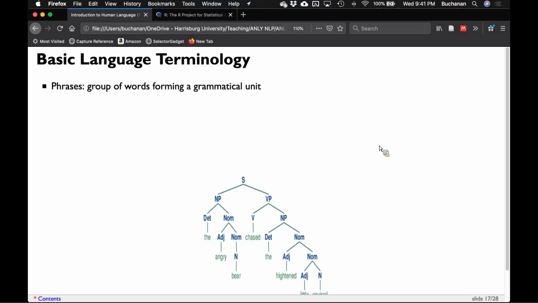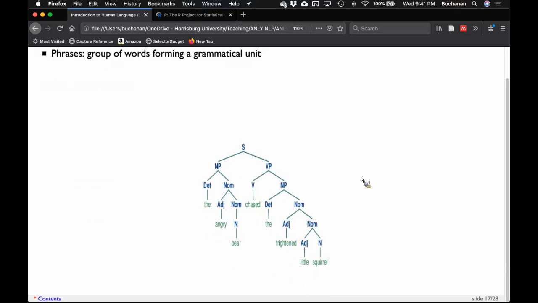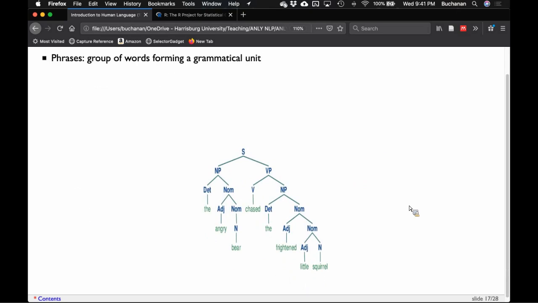We could also think about phrasal units. I have an example from one of my other classes, but phrases are a grammatical unit of words. And we'll slowly work our way up at the end of the semester to doing discourse, which is the whole text itself. But noun phrases are words where the focus is the noun, so the angry bear here.